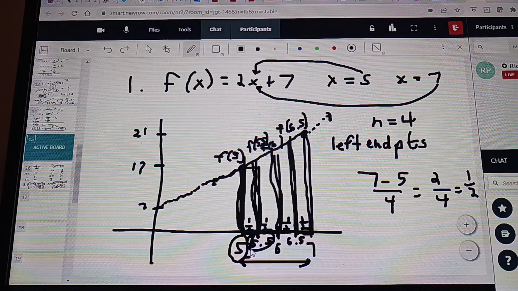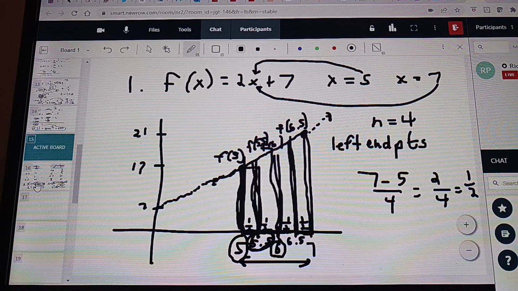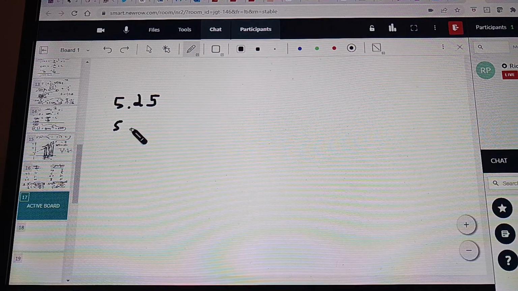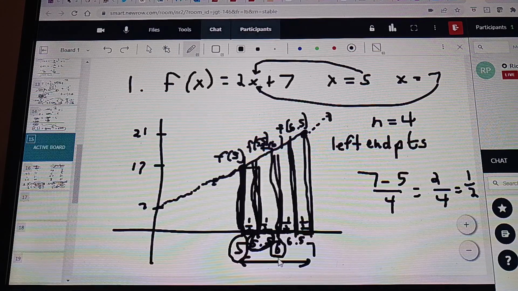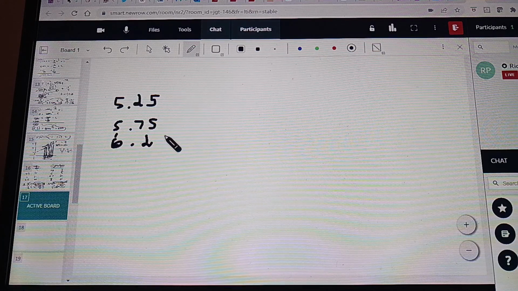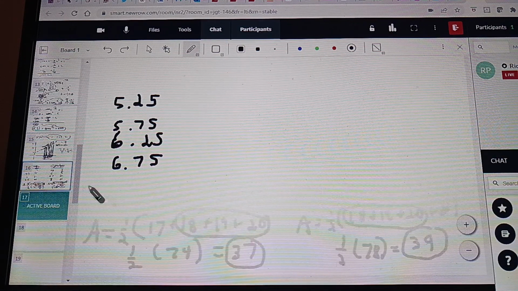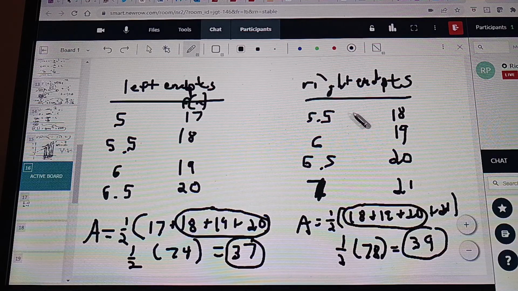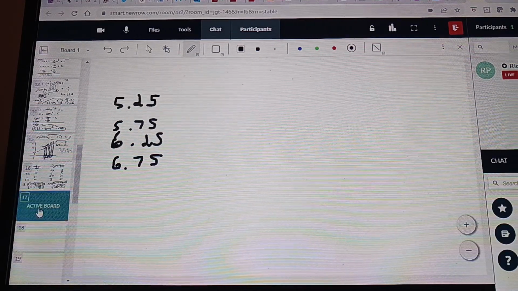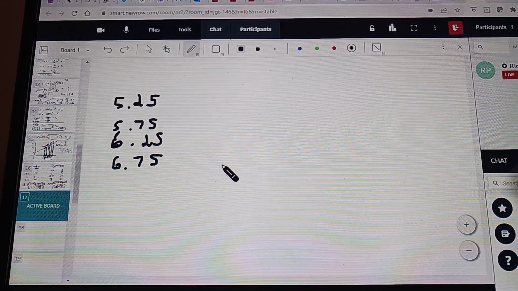Halfway between 5.5, think of that as like $5.50, and $6 is $5.75. And then halfway between 6 and 6.50 is 6 1/4. And then halfway between 6 1/2 and 7 is 6 3/4. So instead of using 5, 5 1/2, 6, 6 1/2, or 5 1/2, 6, 6 1/2, 7, we're going to go in between them all and do 5 1/4, 5 3/4, 6 1/4, 6 3/4.